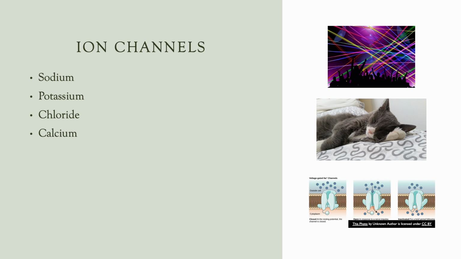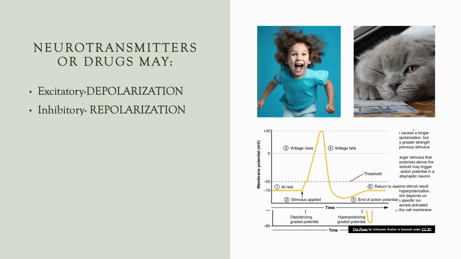Another site for drug actions is the ion channels, which exist for many ions such as sodium, potassium, chloride, and calcium, and can be open at some times and closed at other times. Neurotransmitters or drugs may be excitatory or inhibitory depending on the type of ion channel they gate. Excitatory response is depolarization. It involves opening of the sodium and calcium channels so that these ions go into the cell. An inhibitory response is the repolarization phase, and it involves the opening of chloride channels so that chloride goes into the cell and potassium leaves, or both.